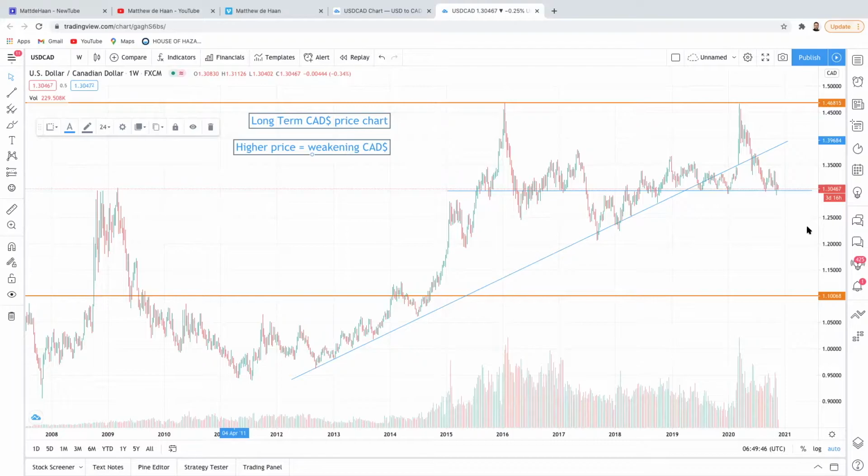So it's going to be the denominator. I think I got that right. So this is the long-term chart of the Canadian dollar. We're going all the way back to 2008 here. This orange line is par. It's basically one US dollar equals one Canadian dollar.